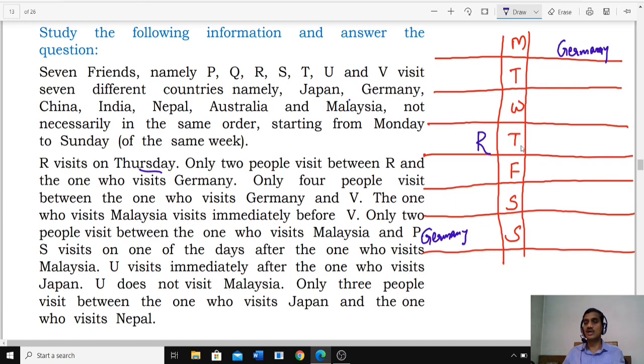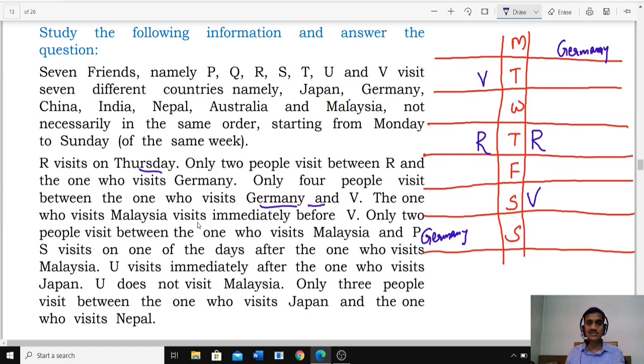Then 2 people between R and the one. Second possibility is ruled out. Now we are fixing R at this place. 4 people visit between Germany and V. 1, 2, 3, 4. 4 people between Germany and V.